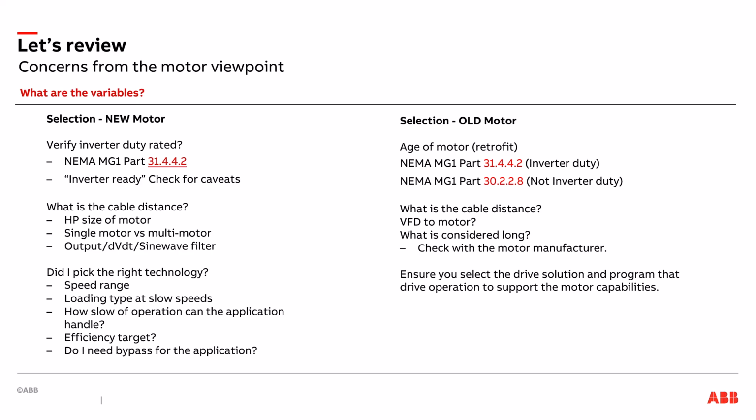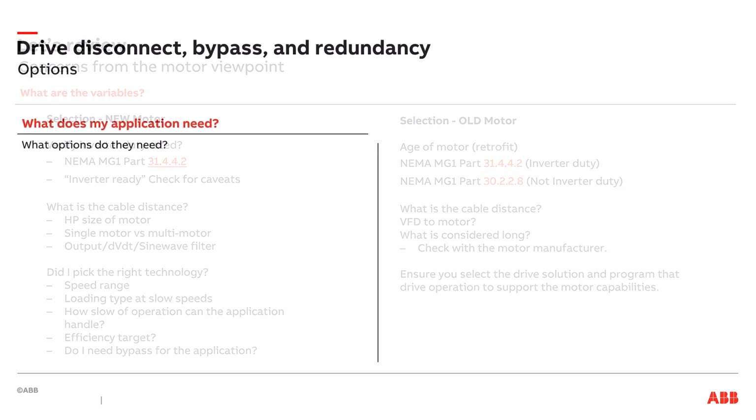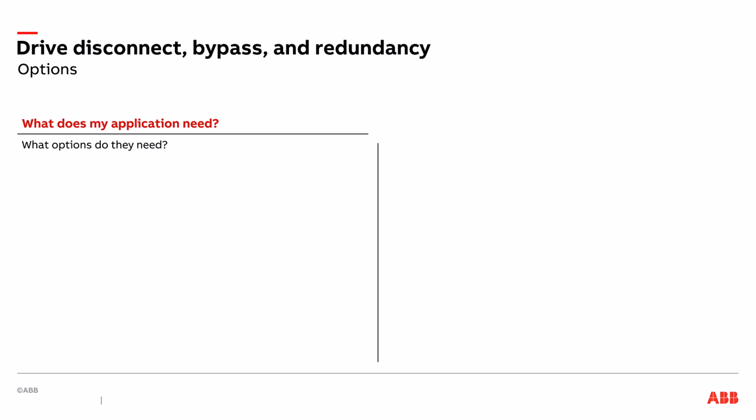When we're looking at selection for an old motor, it goes back to understanding the age of the motor itself, what it actually satisfies. If it is not inverter duty ready, take into account exactly what the cable distance is, understand that you need to reach out to the motor manufacturer to verify what's acceptable for that motor, and ensure that you select the drive package and program it accordingly and put in any output side mitigation that's necessary to support that motor's capabilities.